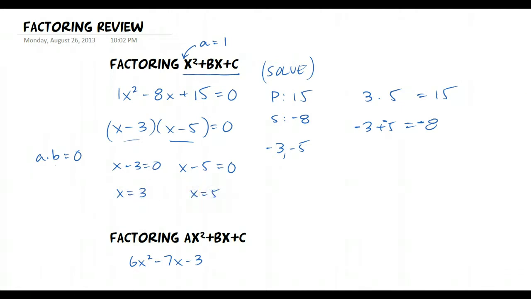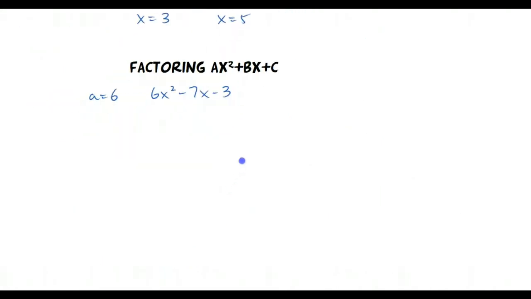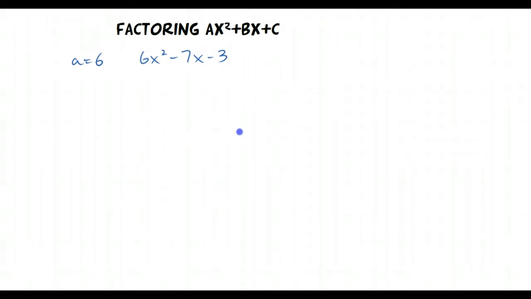Now the second example is a little bit more difficult. Instead of having a lead coefficient of 1, we now have a lead coefficient of 6. So a is 6 in this case. So here it's going to be a more difficult problem to solve than the one above.